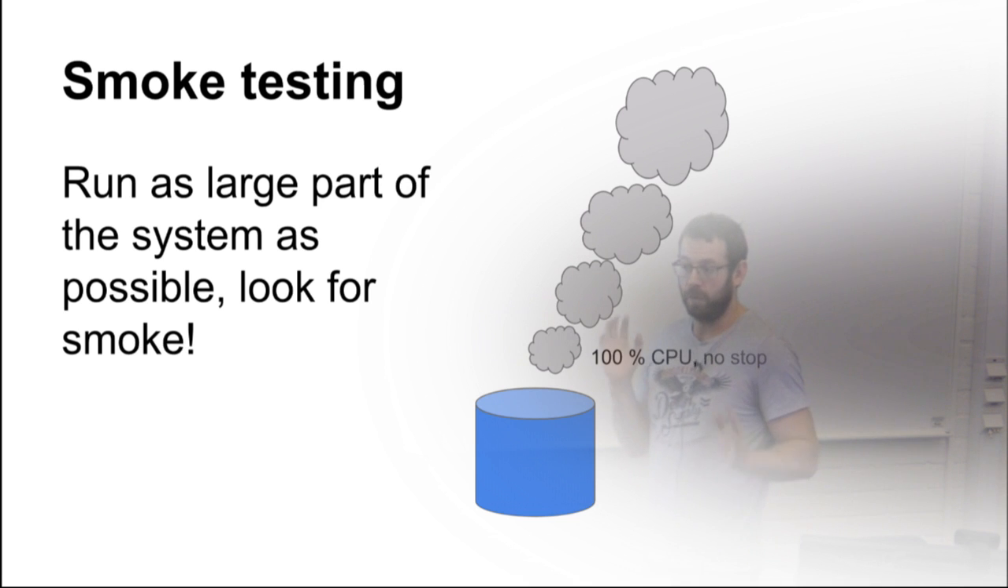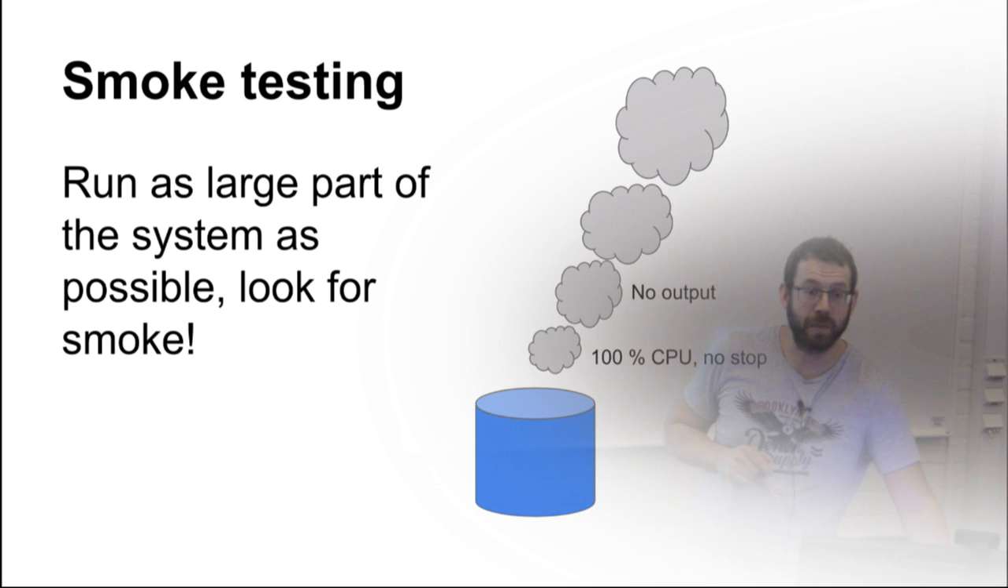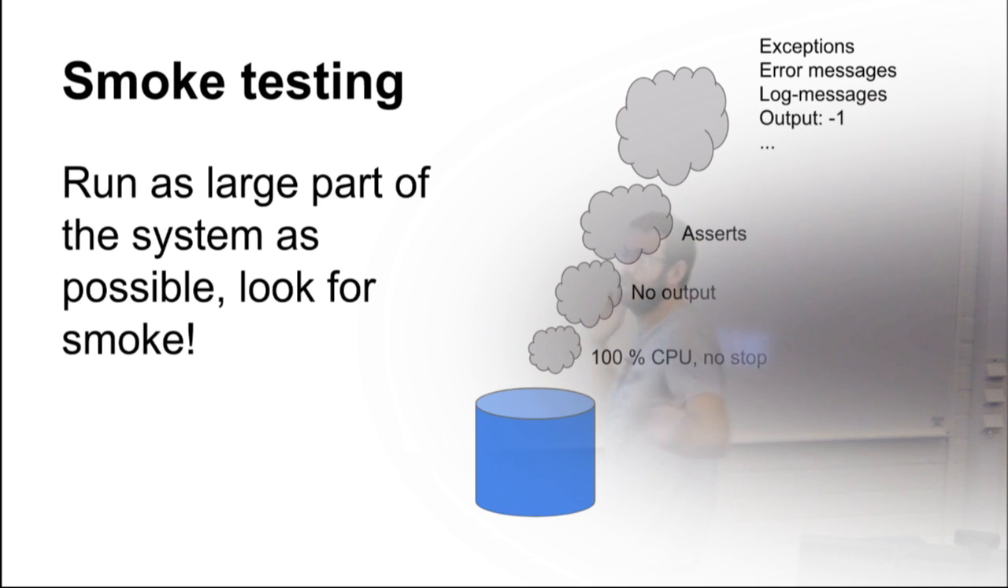Could be things like I start the system and it never stops. It's using 100% CPU because we have a while loop somewhere. So I understand by running the system that something is wrong. This is closely related to exploratory testing that you're supposed to watch a video on until next week. It could also be that the system does not produce any output. Quite common if you're programming PHP that you get a white page back. Thank you for the feedback, PHP. It could be asserts, exceptions, error messages, log messages, output -1, all the things that tell us that the system goes wrong. So the testing technique is smoke testing. We run the system. Let's look for smoke.